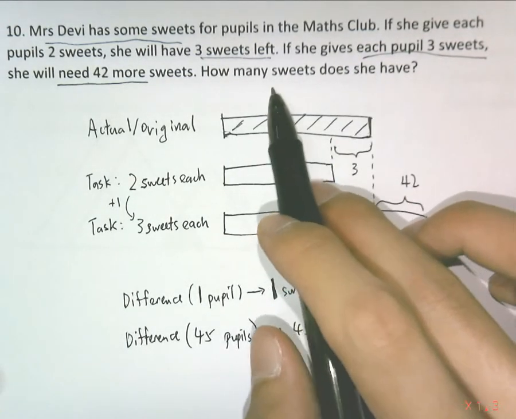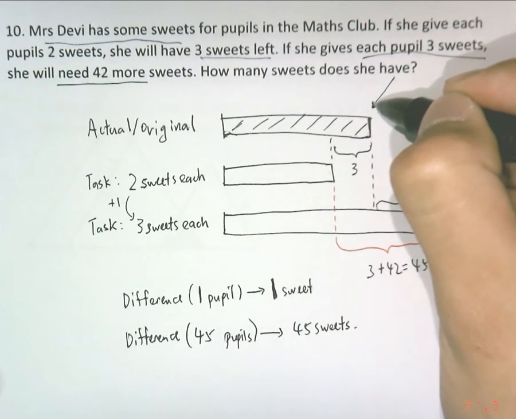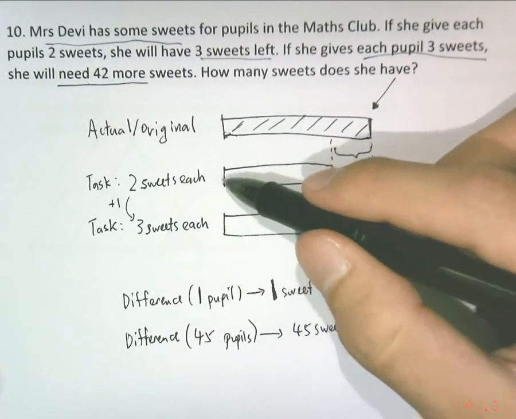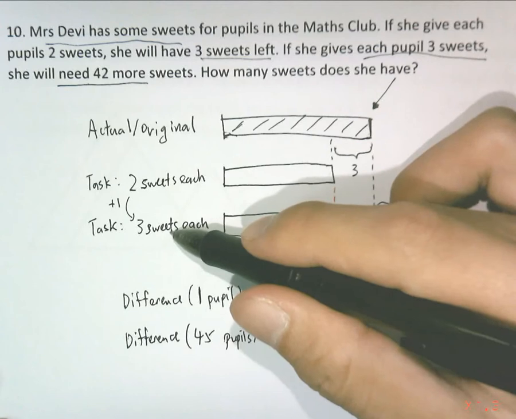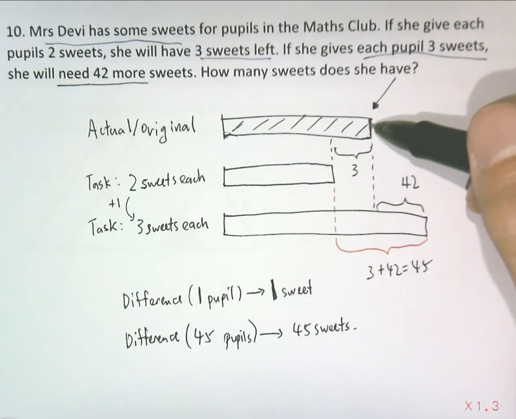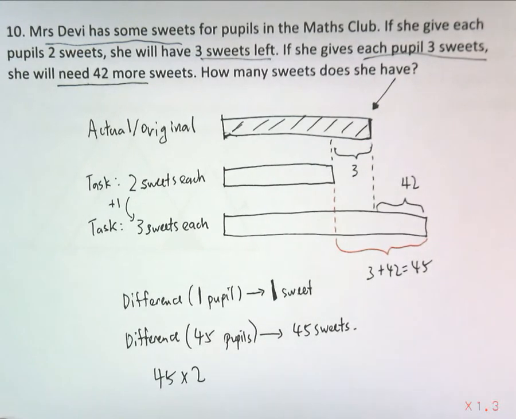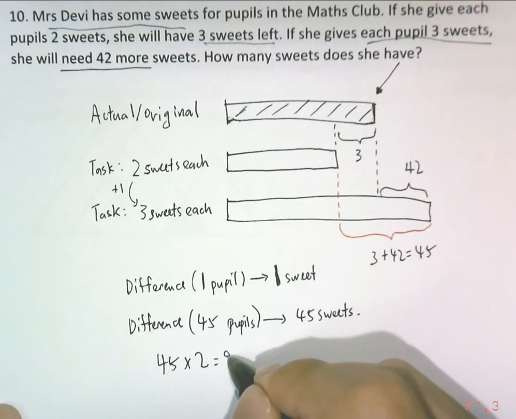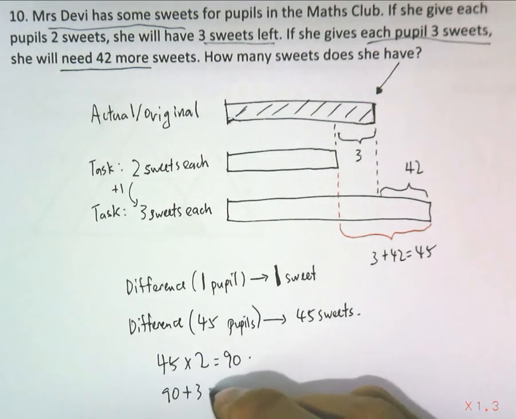How many sweets does she have? That means you have to follow this shaded bar, and you can take either case. If you take the task where there are 2 sweets each, you just multiply and add 3 more, because this is shorter. If you do the task with 3 sweets each, you multiply and subtract 42 back to the original. I'm just going to take 2 sweets each. So 45 pupils, 2 sweets each, makes 90 sweets plus 3 more. The shaded bar is the answer, so she will have 93 sweets.